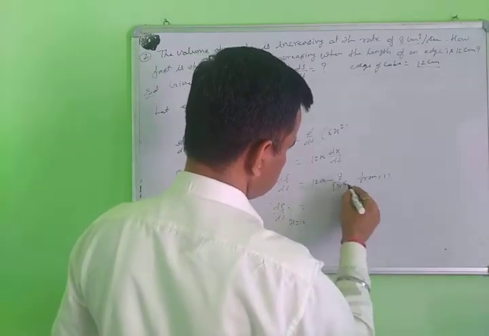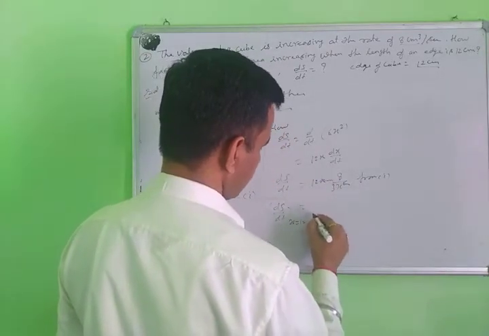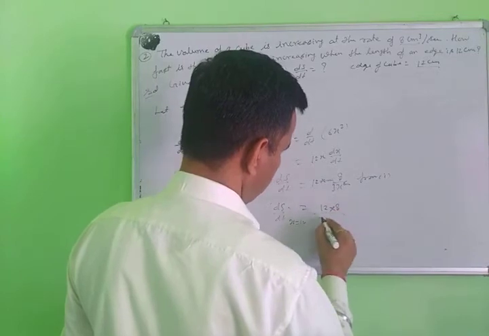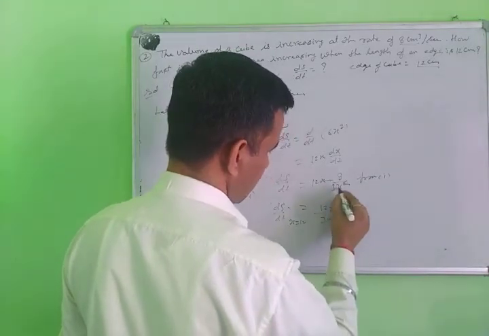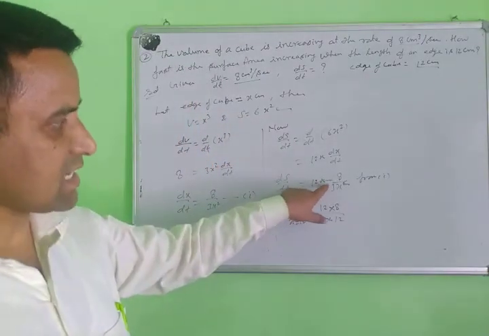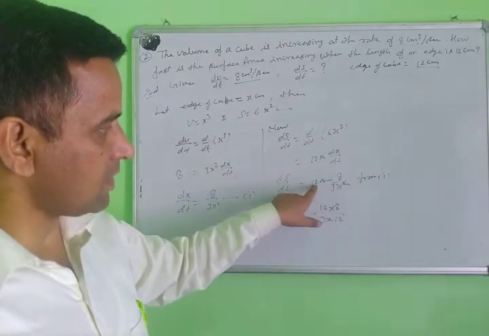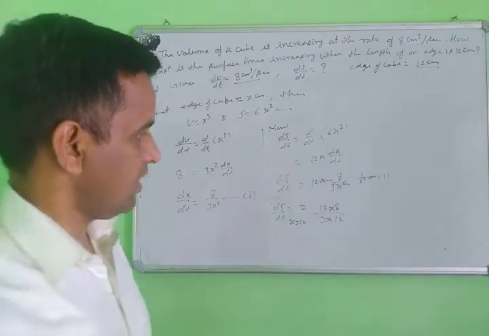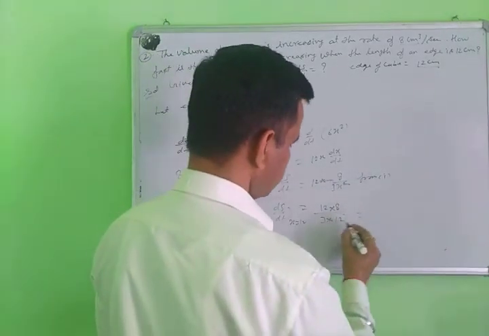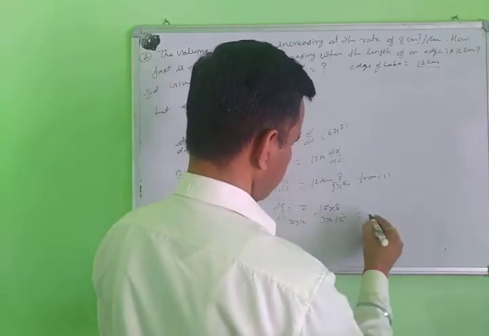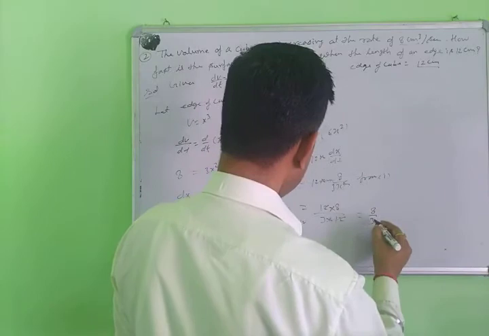This x will be cancelled from x square. So 12 into 8 upon 3, only one x left here. This x cancelled from this power, only 12 into 8 and 3 into x left. So putting the value of x as 12, now calculate and find the value. 12 cancels, and 8 by 3, how much is left? 8 by.